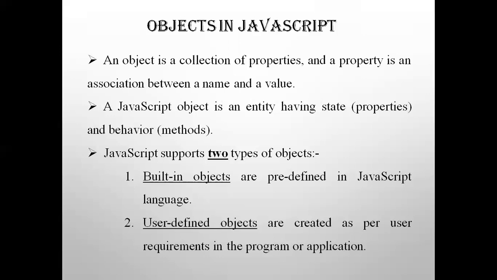Built-in objects are those already predefined in the JavaScript language, and user-defined objects are those which the user has created in the program or the application. JavaScript gives you the facility to create objects as per your requirements. When you create objects in your program, they are called user-defined objects. The new keyword is used to declare new objects in JavaScript. So you have two types of objects here, the built-in and the user-defined objects.